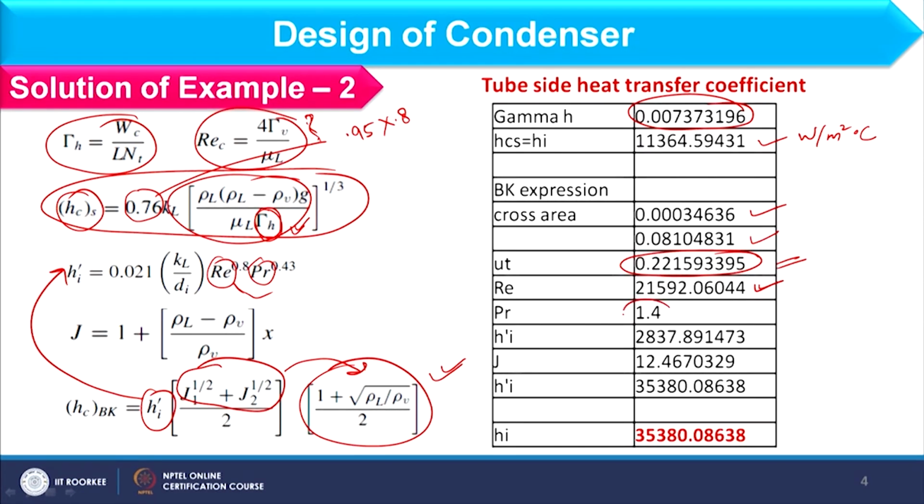21592.06. Prandtl number is given to you, so you can apply this equation and find out Hi value as 2837.89 watt per meter square degree Celsius. Okay. This J factor you can obtain like this, and further you can find out final Hi dash value. So, when I compare this value as well as this value, obviously it is higher. So, we can choose this value as final tube side coefficient, right.